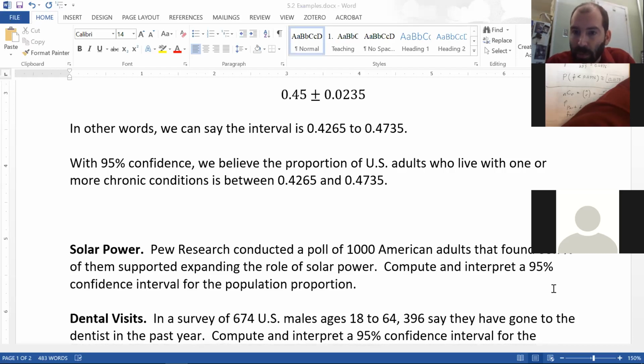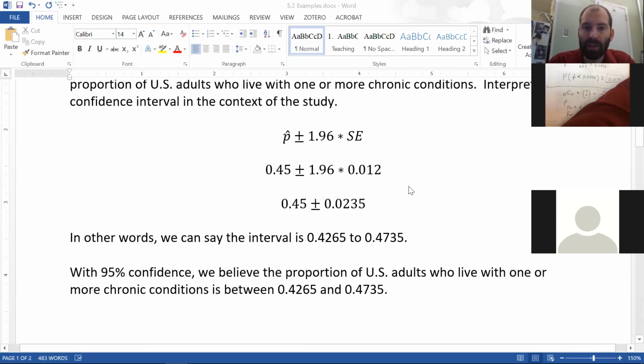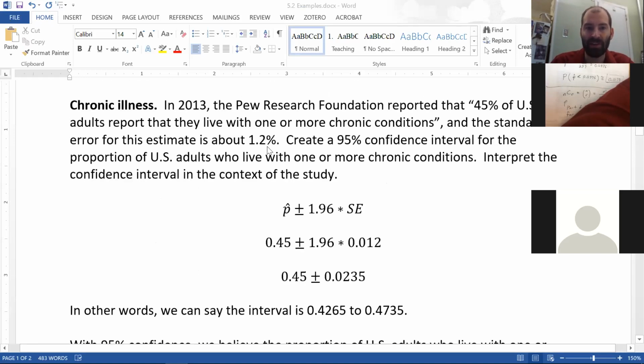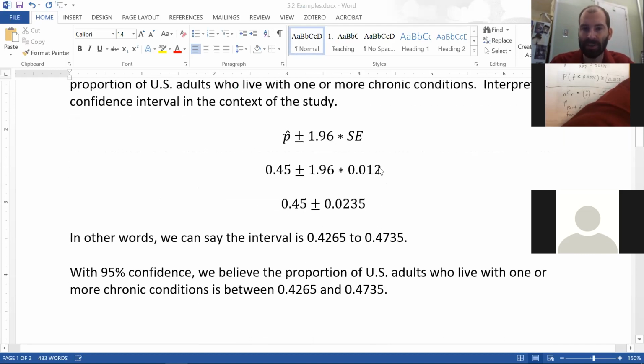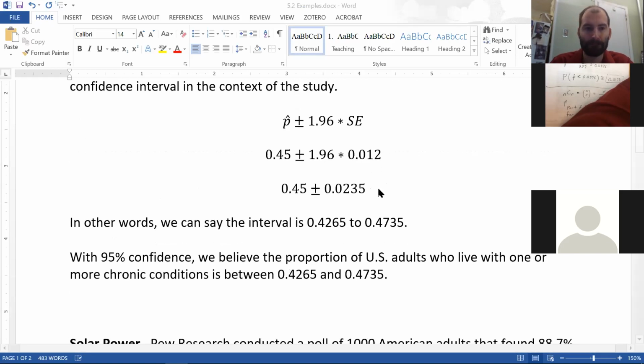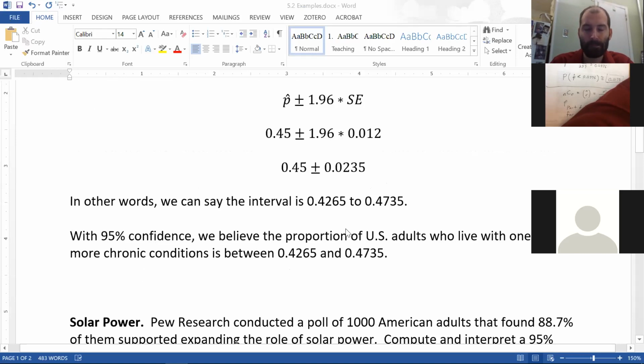Okay, I got a question here. Where did you get the 0.0235? All right, so that just came from 1.96 times 0.012. Right? It's just 1.96 times the standard error, and they gave us the standard error, right? That was just given in this problem. So I just multiply 1.96 times this number.